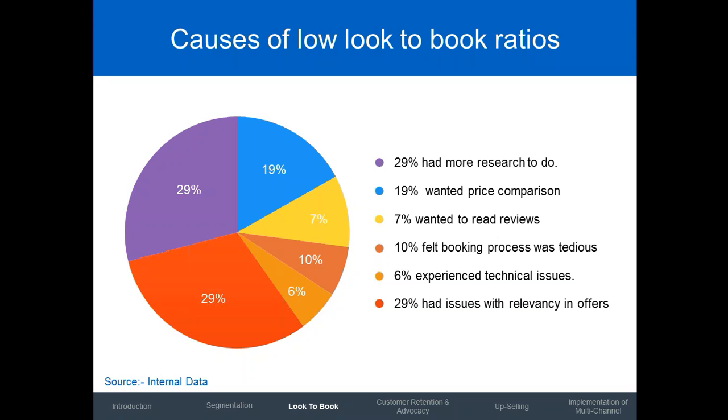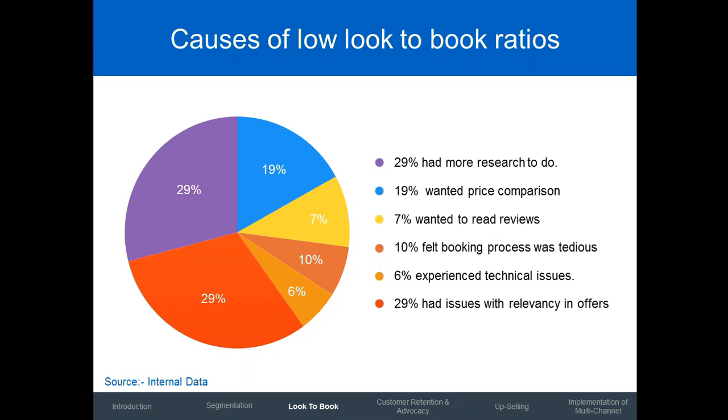Over a period of time, product managers have been playing a very important role in reducing the length of the booking process from 6 to 5 to 4 steps, and that's the idea. There's a constant improvement going on in that place. 6% experienced technical issues. It's technology based, internet based, so there would be chances where people do not have a great user experience and face some technology issue.